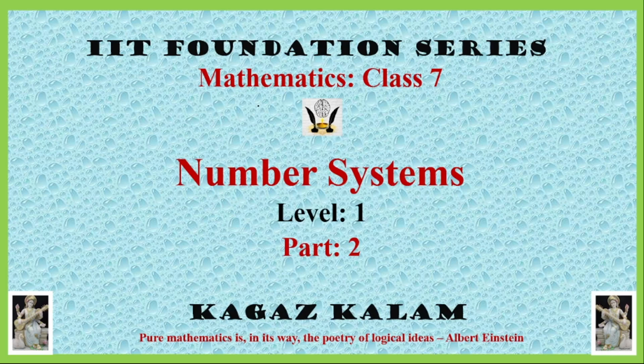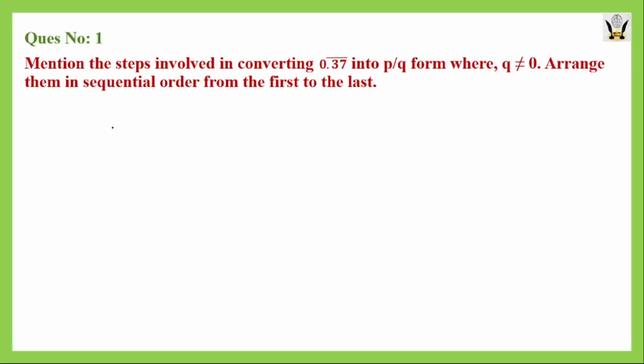Today's class, we will solve a few more problem sums based on number systems which are of level 1. In the first problem, we have to mention the steps involved in converting this 0.37 bar, means this recurring number, into p by q form, means into a rational number form, where definitely q is not equal to 0. And we have to arrange the steps in sequential order.